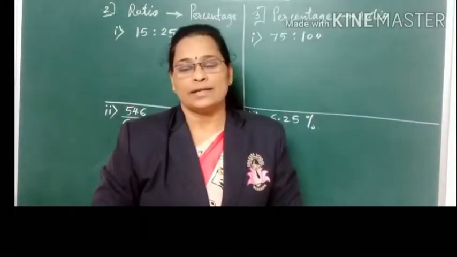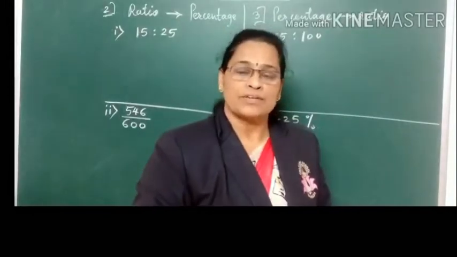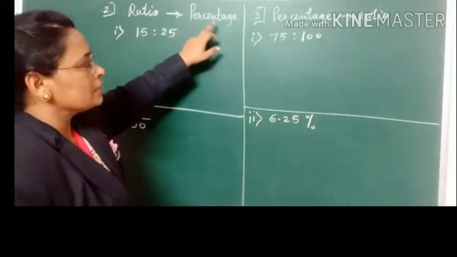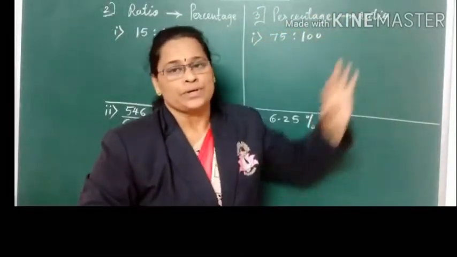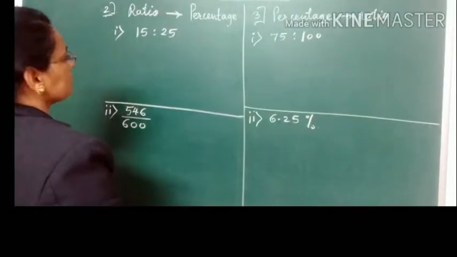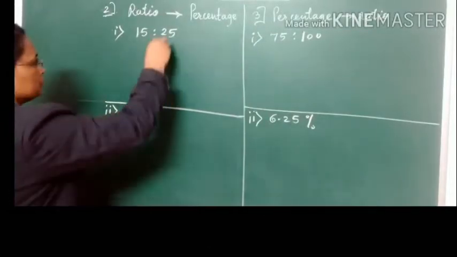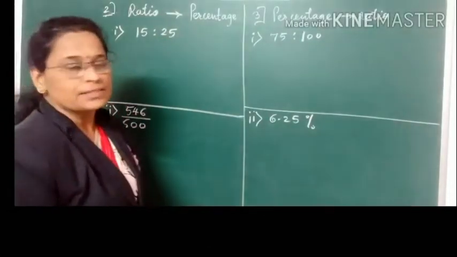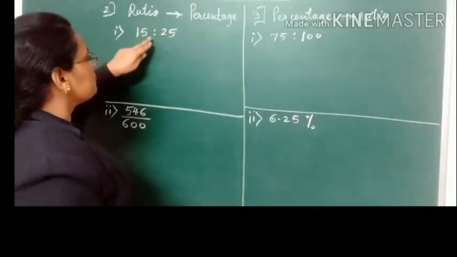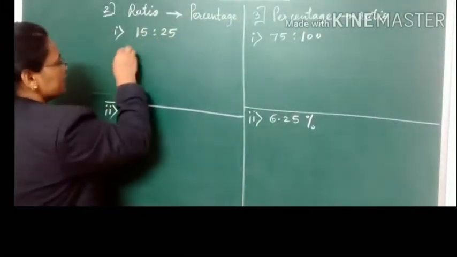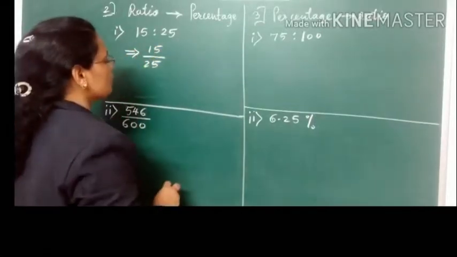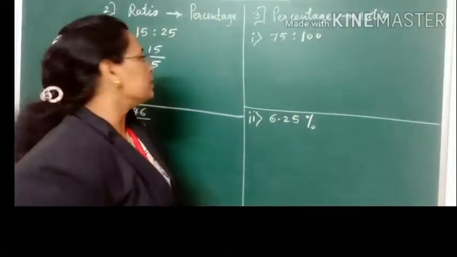Let's see the next conversion here, that is ratio to percentage and percentage to ratio. So here two questions are there in this exercise or practice set. Let's see two different kinds of examples in this. First one is, convert the ratio into percentage. The ratio is given 15 is to 25. Let's write the ratio 15 is to 25 in the form of numerator and denominator.